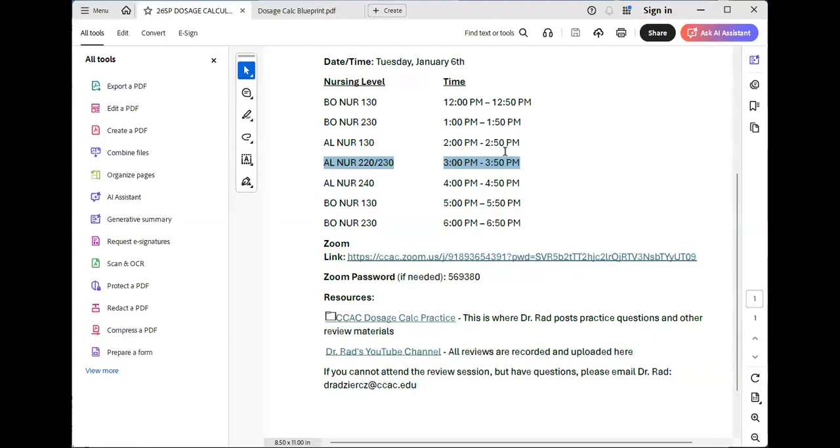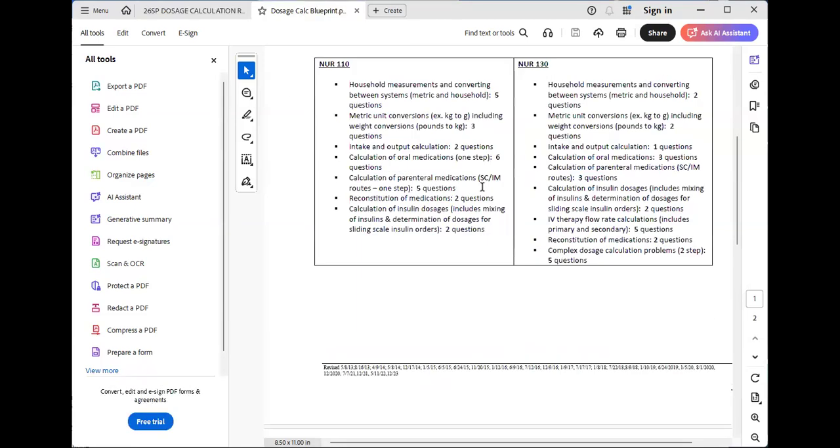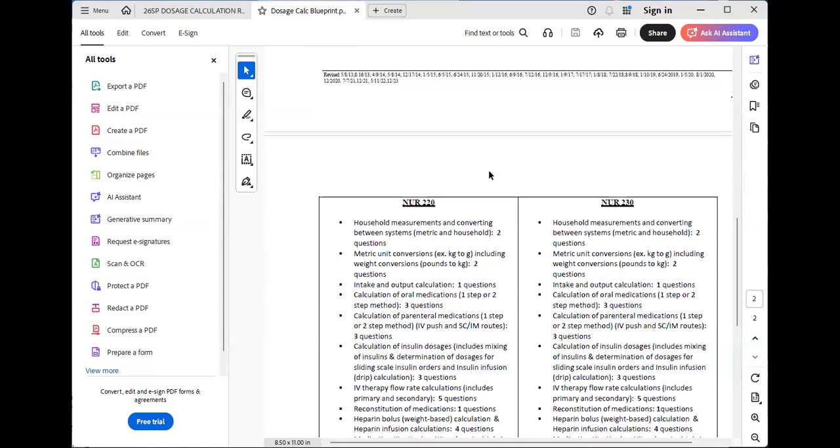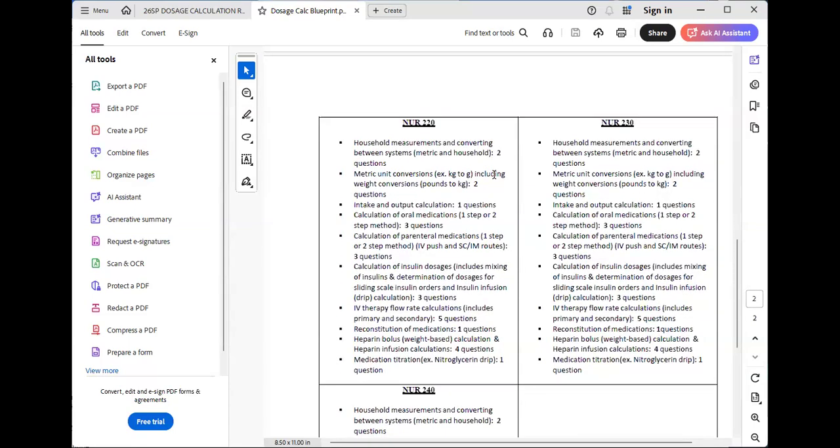So we'll do the 220, 230 review. I'll start off by just saying what's kind of new. For 220 or 230, both sections have the same test, and you only have that one test in the next week.